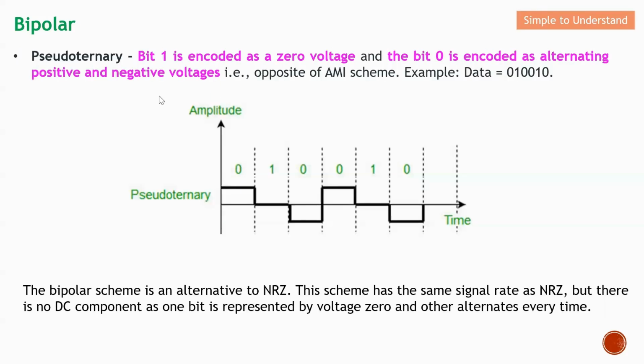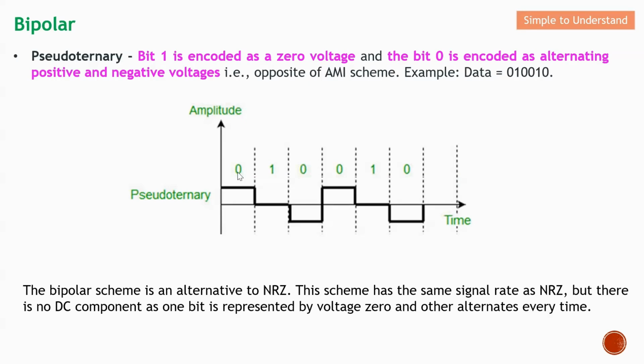The next one that I'm going to explain will be pseudoternary. Basically, this is quite similar to AMI. In fact, it is the opposite of AMI. When the bit is equal to 1, it will be encoded as 0 voltage. When the bit is equal to 0, it will alternate between positive and negative voltage, similar to AMI, but the reverse of AMI. Let's take a look at this diagram in order to understand better.